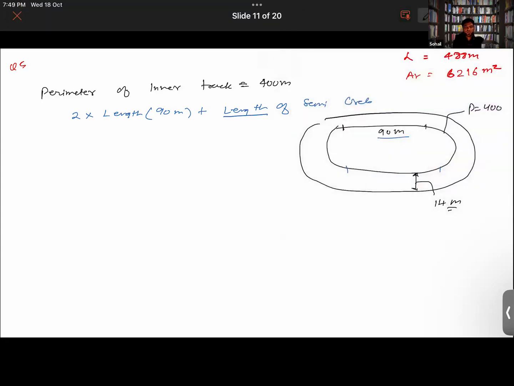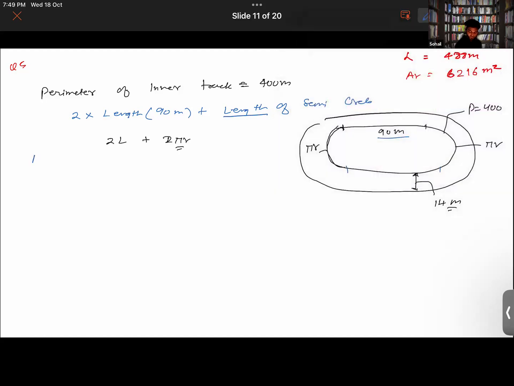Now, if you were to talk about the perimeter of the inner track here, can I also write it like this? Length plus length, or simply 2L plus 2 pi r now. Look here, this is our semicircle. The perimeter of a semicircle is pi r, and this one is also pi r. So pi r plus pi r, that will be 2 pi r, isn't it?